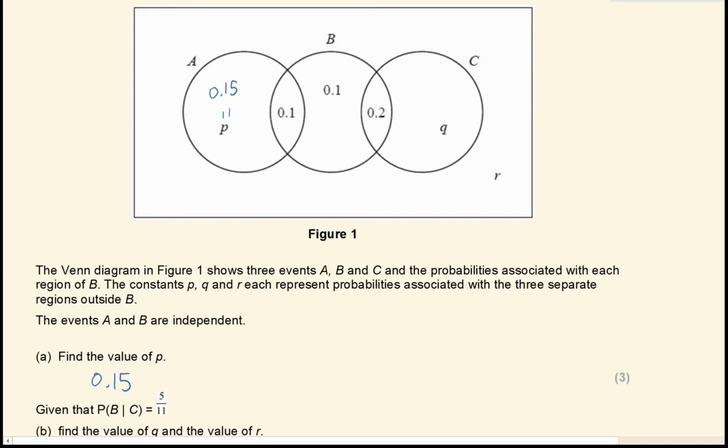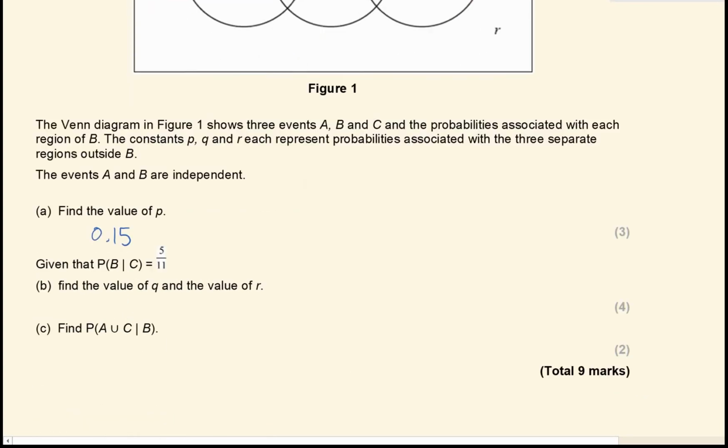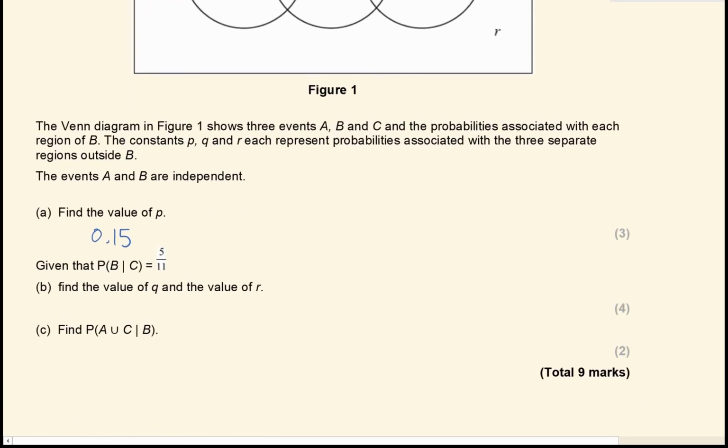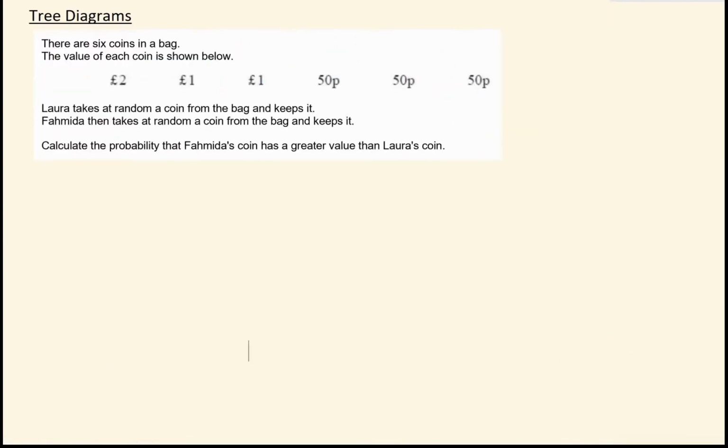Probability of P is 0.15. We are then told the probability of P given that C is 5/11. And I'm going to stop there. If we go any further, I'm sort of treading into year 2 stats, which I don't want to do right now.